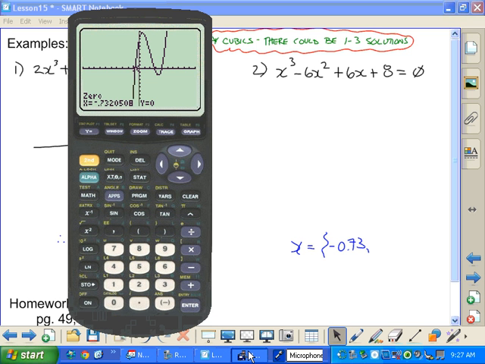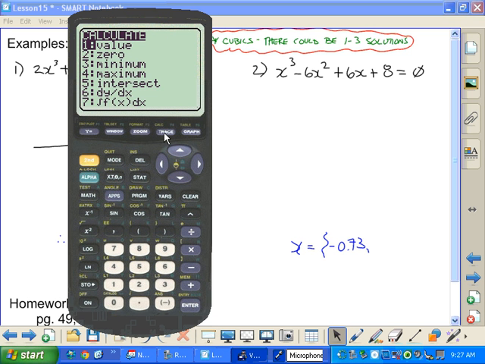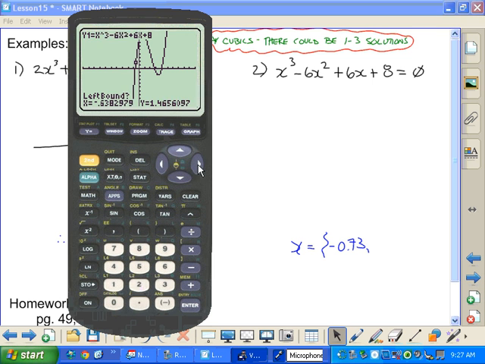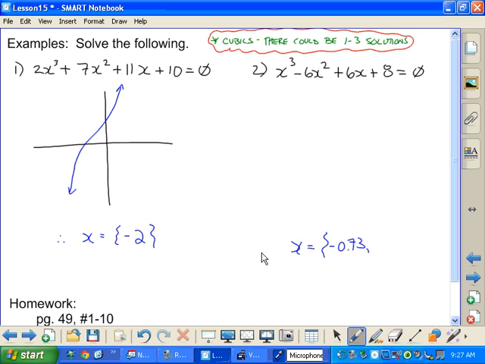Now I'm going to find the second one. Repeat: second, calculate, number 2. And we move the cursor now on the left. It's going to be on the left side, so that means in this case it's going to be above the x-axis. And move on the right side. So find the next one, and I find it to be 2.73.